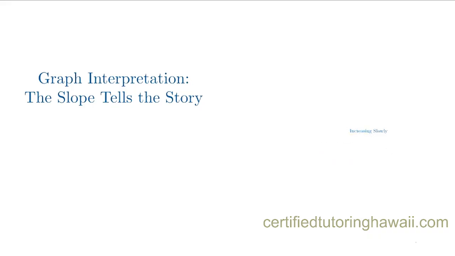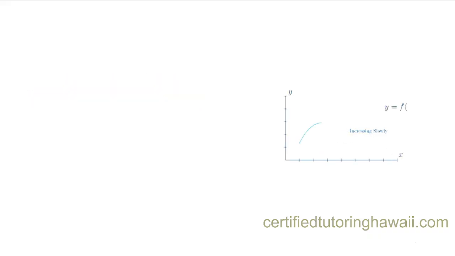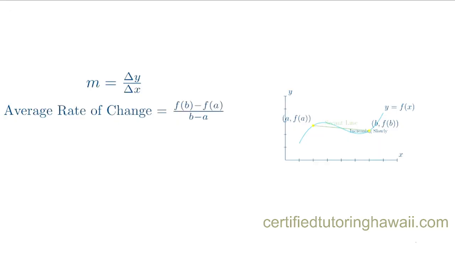Let's put this together with our formula. The average rate of change between 2 points on a graph, (a, f(a)) and (b, f(b)), is geometrically represented by the slope of the straight line that connects them. This line is called a secant line.